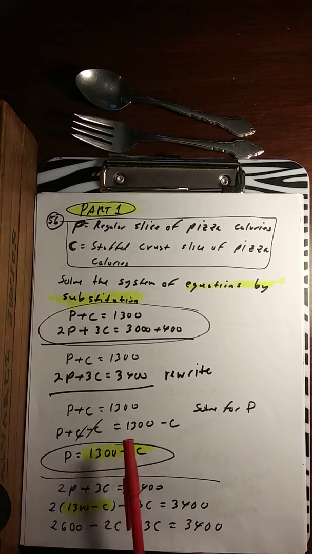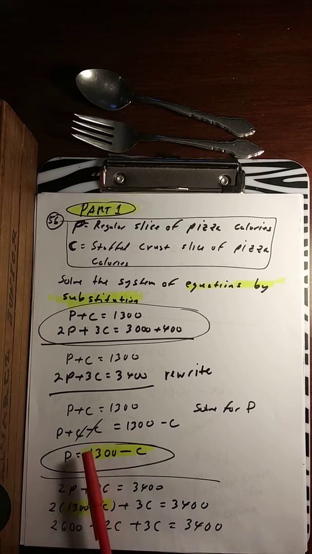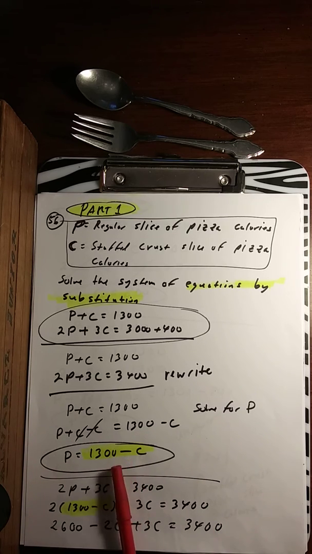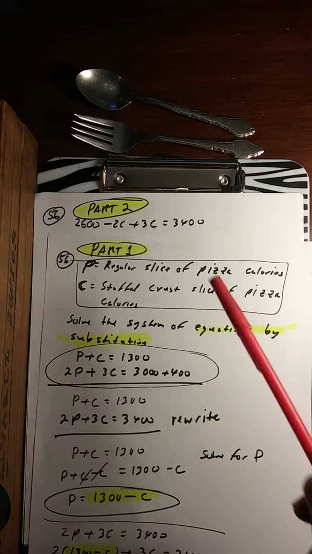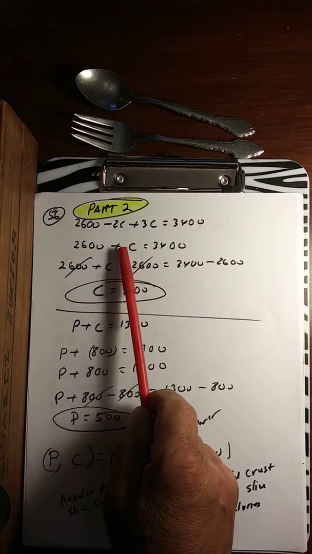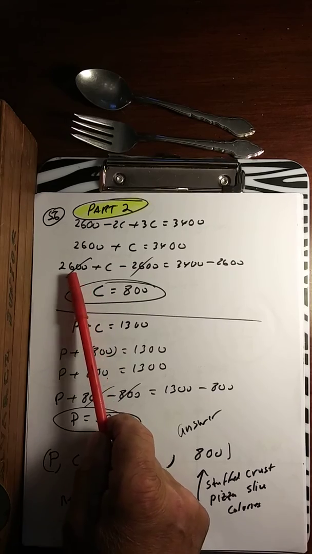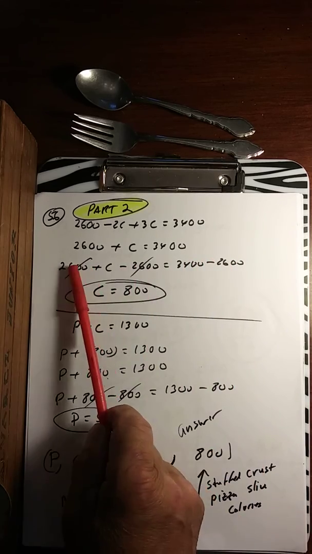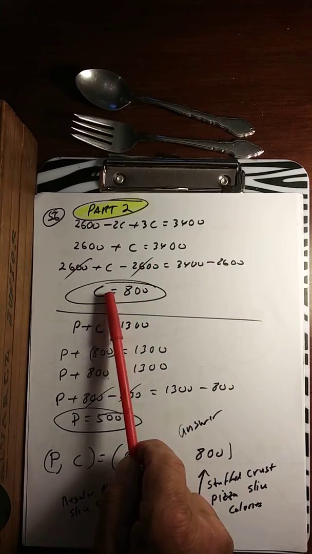So now, solve for P. P equals 1,300 minus C. Now we're going to put this back in the other one. So 2 times 1,300 minus C, that's going to be 2,600 minus 2C plus that. Put that together on the next page. Right here, so we have C. This number plus C equals this. Minus 2,600 on both sides. This one minus 2,600, so C equals 800.